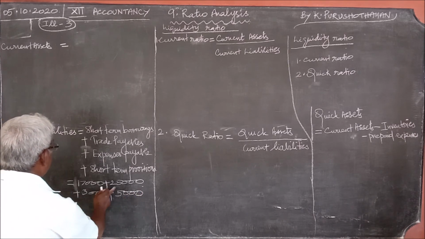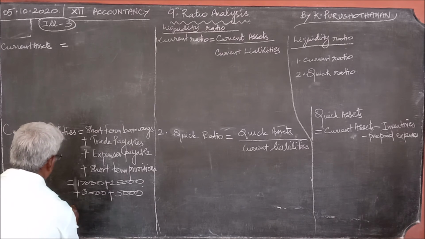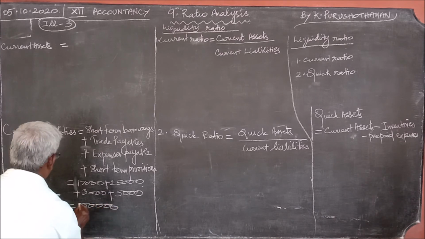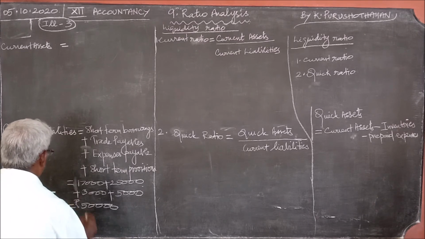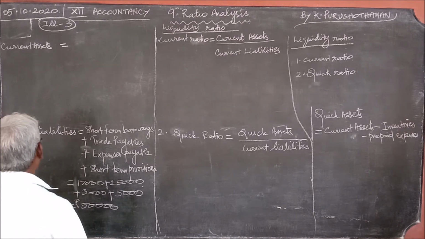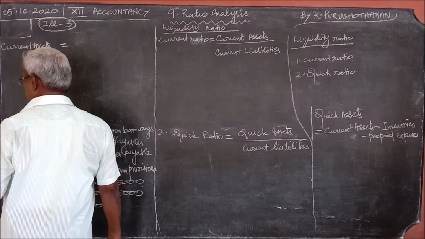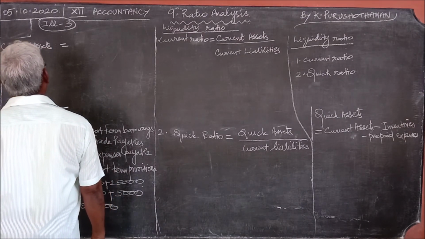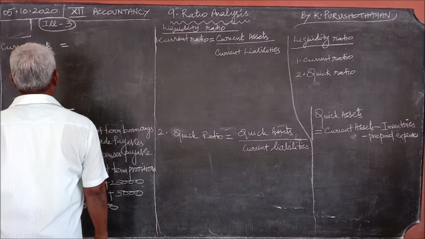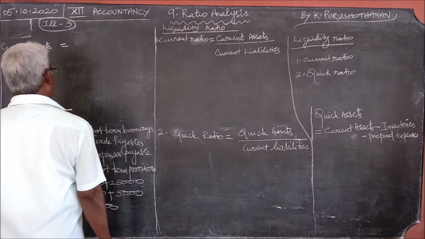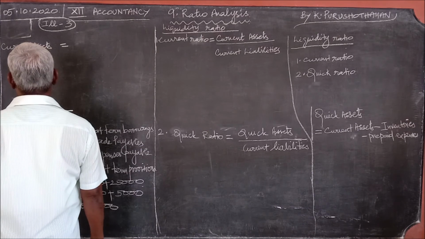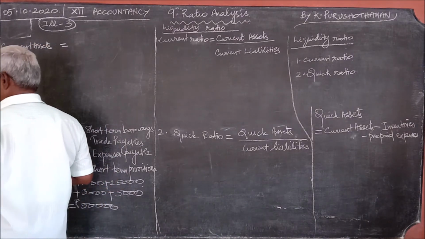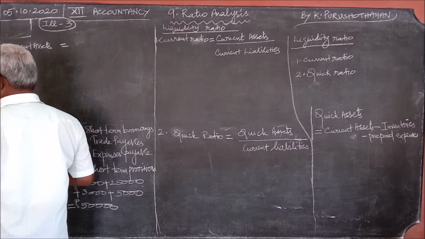So 20 plus 25, 45 plus 5, 50,000. Total current liabilities 50,000. Now, what about current assets? On the next page, the first item itself is given as non-current assets. When it is given as non-current assets, you should not touch it. Then the second item is given as current assets.